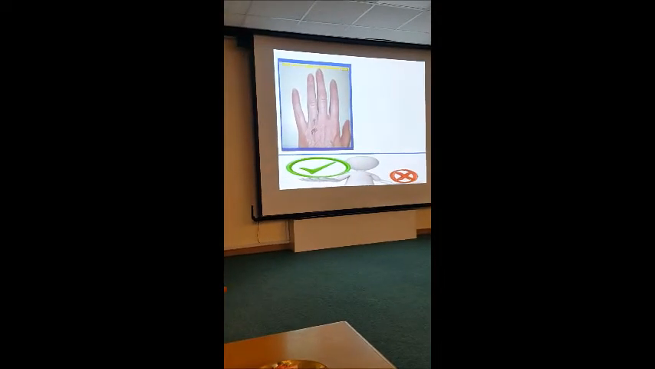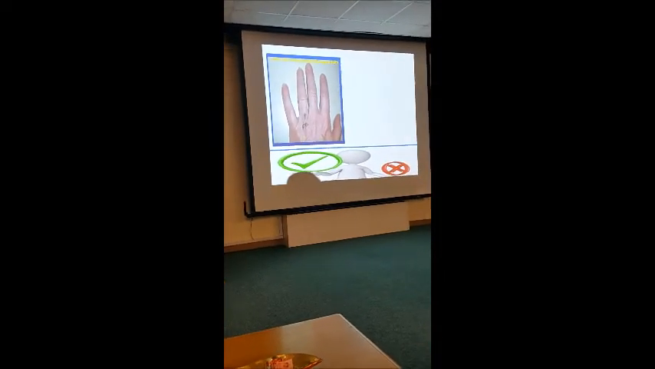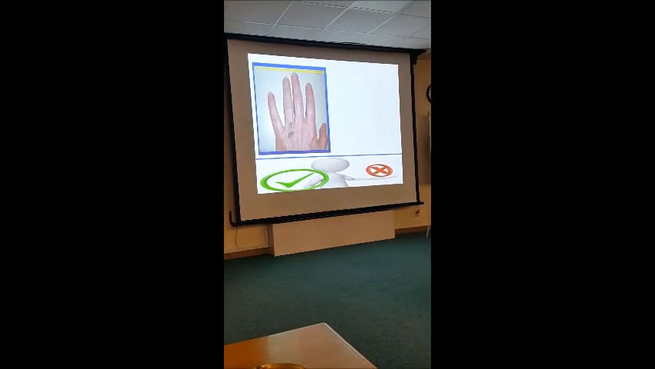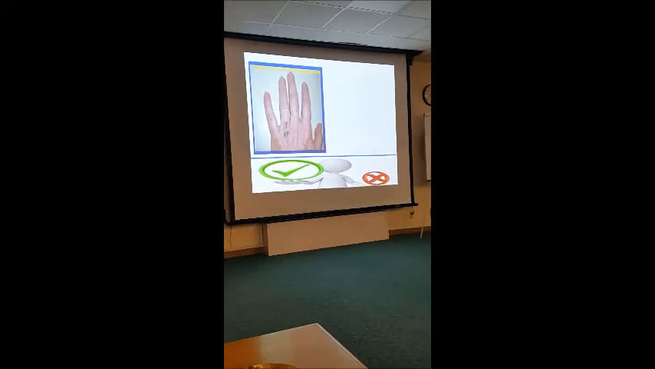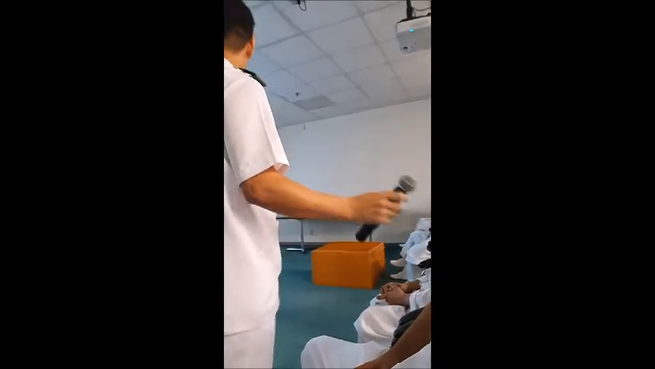The operation is ORIF, left third distal interphalangeal joint. Very difficult, no? So, what is your idea? Do we need this marking, is it correct or no? Yes. Need to mark. You don't like copy.